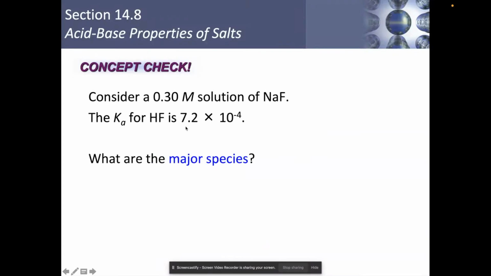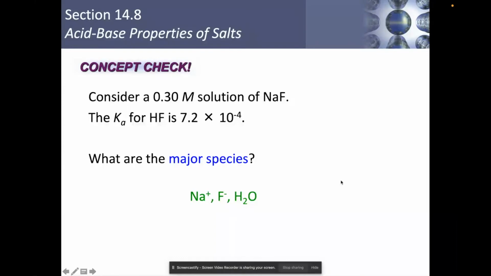All right, what about this? Consider a 0.30 molar solution of sodium fluoride. The Ka value of hydrogen fluoride, or hydrofluoric acid, is 7.2 times 10 to the negative 4. What are the major species in this reaction? Well, remember, NaF is going to dissolve in water. So what could we make as a result of that? NaF would dissolve into a sodium cation and fluoride, an anion. Water would also be present because we're dissolving something.